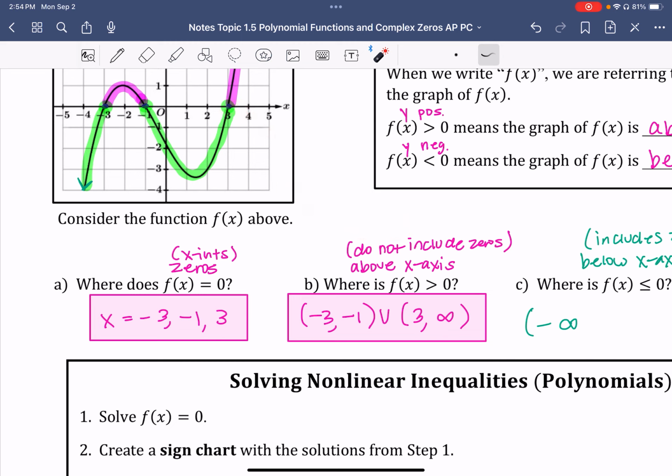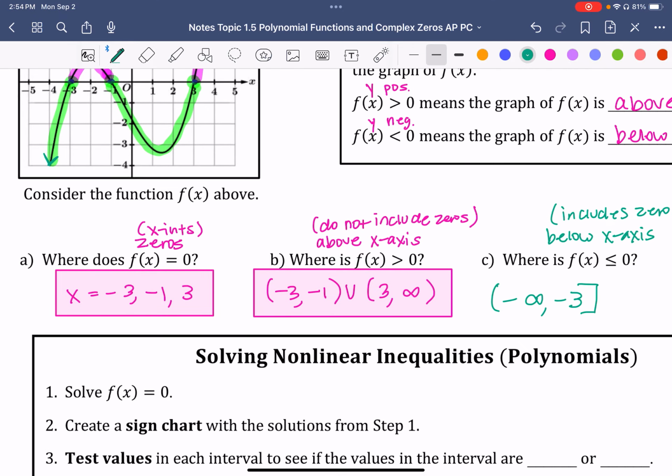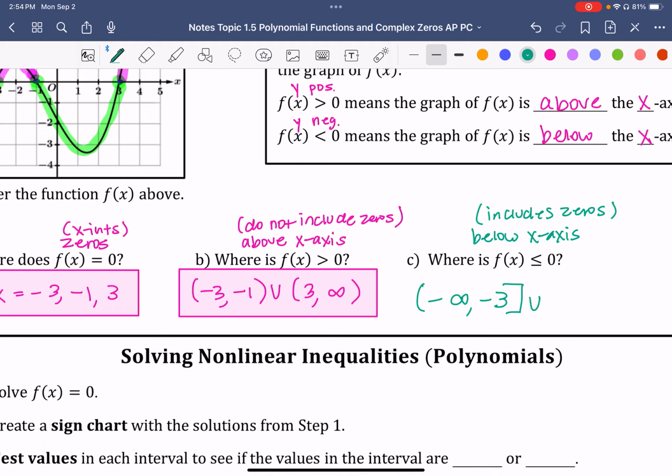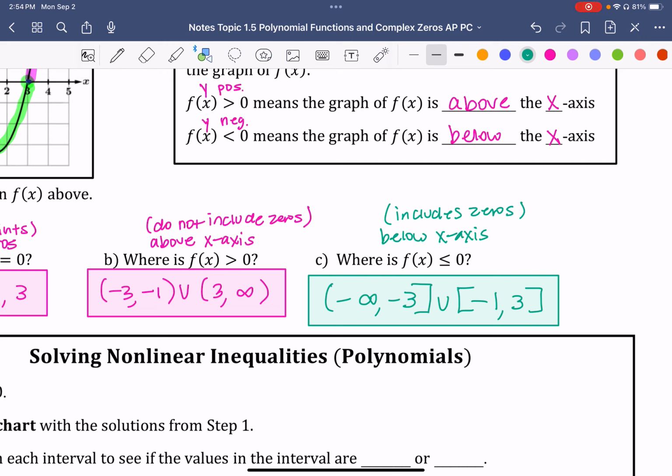Left to right. So all the way to the left is negative infinity, and then I stop at negative 3. Now remember, we are including the zero, so I'm going to be using closed brackets, union, and then I have another closed bracket at the zero, negative 1, and then I stop at 3, close bracket. Okay, and that is the final solution. And just as a reminder, again, even if everything else has brackets, infinity will always have parentheses, no matter what.